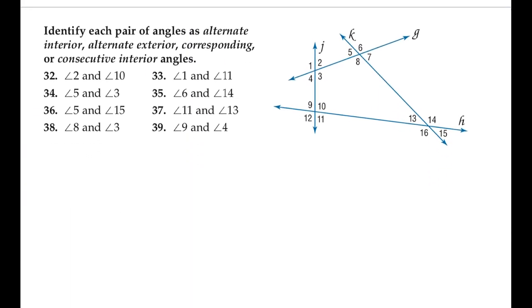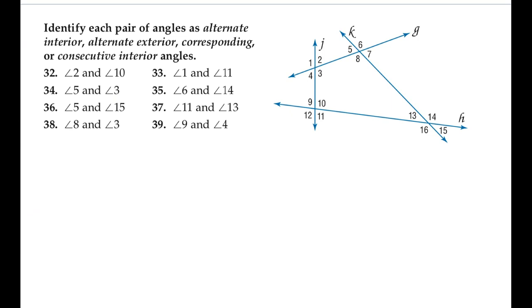Okay. Now, identify each as alternate. So this is the same as above. So I won't do them all, just kind of hop around, and we'll do them a little quicker. So 2 and 10 are corresponding along transversal J. So this is corresponding. 5 and 3 are alternate interior with these two lines, and this being the transversal. So this is alt int. I'm going to erase some of that. Let's see, 5 and 15. So 5 and 15, here's the transversal. They're alternate exterior.